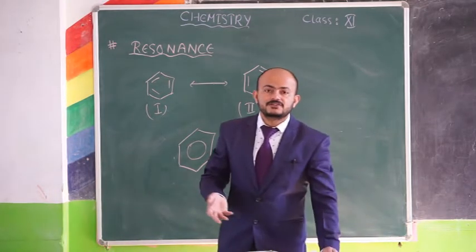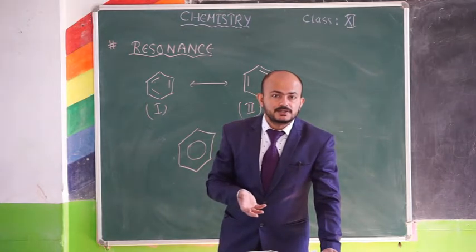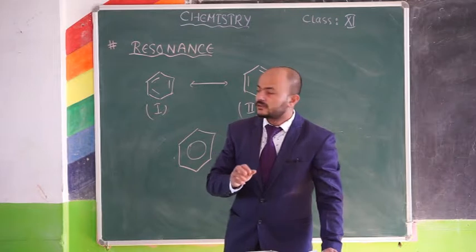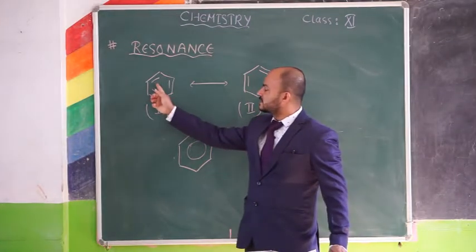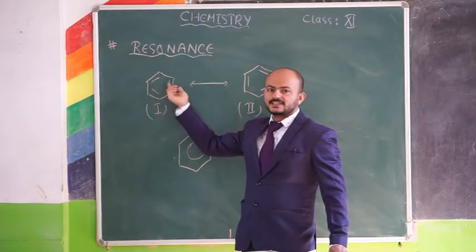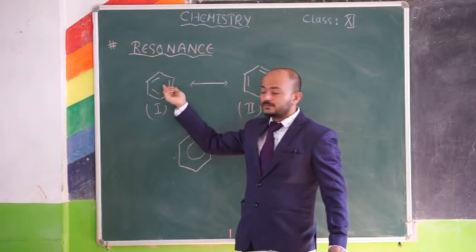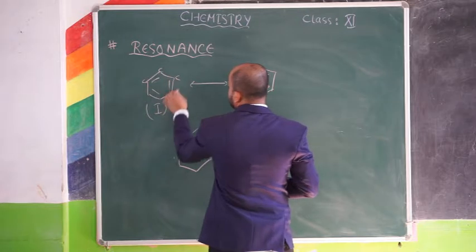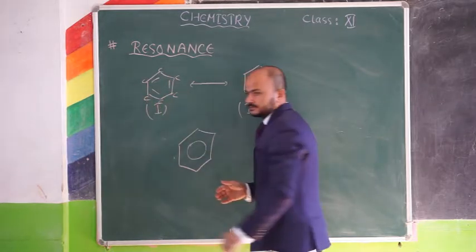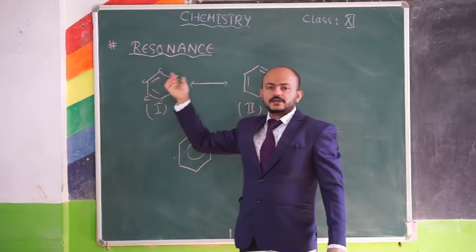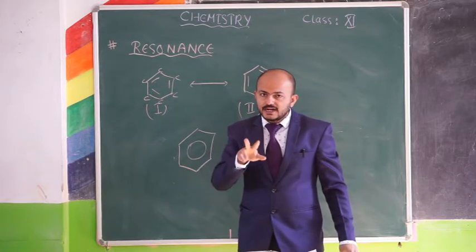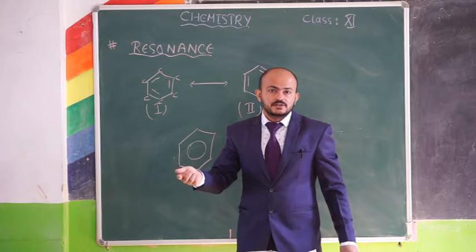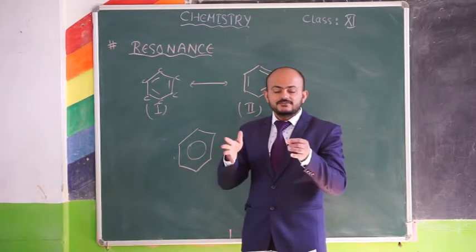And why is benzene stable? Benzene is stable because resonance takes place. Here you can see in benzene there is a double bond, there is a single bond, yes or no? But the actual bond length between carbon and carbon atoms in benzene is not that of first order, nor that of second order. It lies somewhere in between.